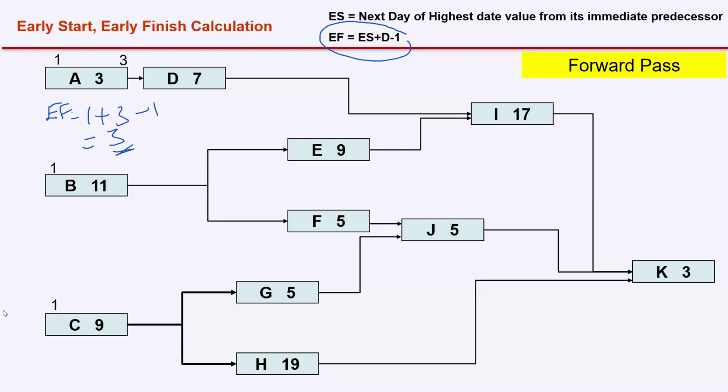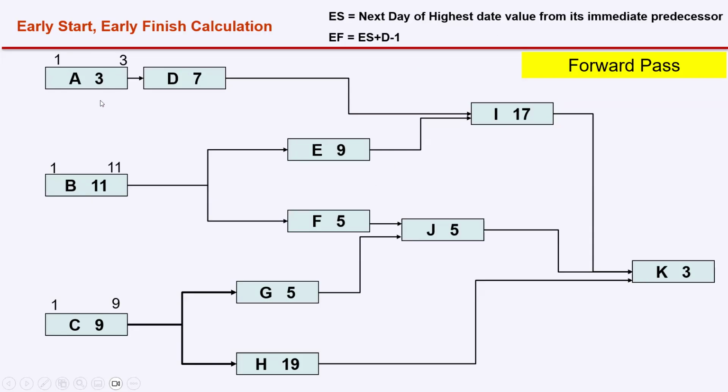Same way, if you go and calculate, type in the chat box or unmute and tell me what will be the early finish of activity B. Early finish of activity B will be 1 plus 11, 12, 12 minus 1, 11. Not 10, it will be 11. What will be the early finish of activity C? Using the same formula, early start plus duration minus 1. We have the early start here, which is day 1, and duration is 9. So 1 plus 9 is 10. 10 minus 1 is 9.